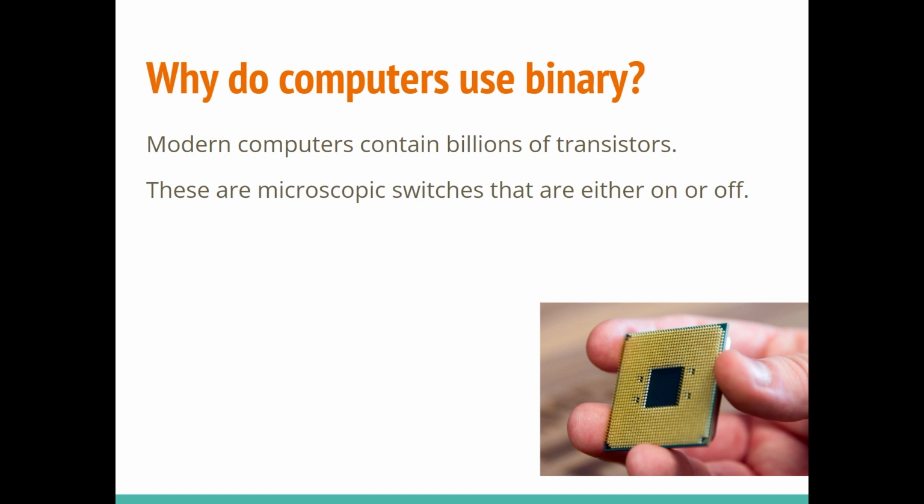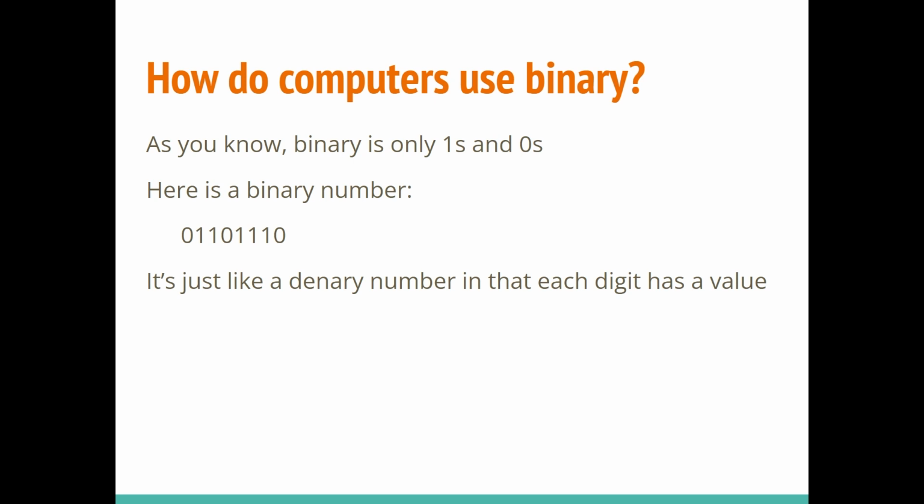Modern computers contain billions of transistors. You can see a CPU down here. It contains billions of transistors, and these are just like switches, like a light switch being switched on or off, but obviously they're microscopic. In order to fit billions of them onto this chip, they need to be tiny. So now you know what binary is. How does a computer use it to represent numbers? That's what we're looking at first, numbers.